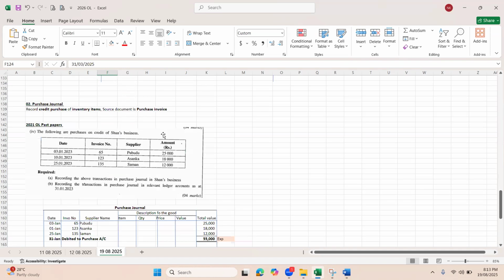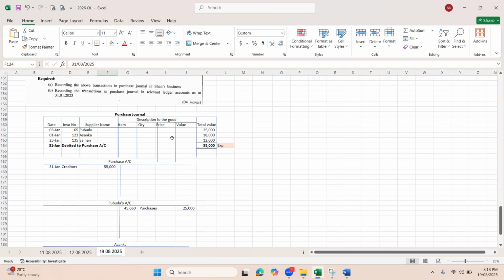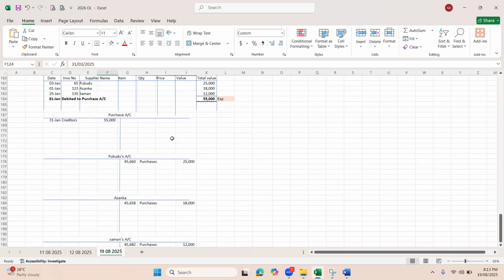Then we learned the purchase journal. Purchase journal, again the same thing in the opposite way. Here we record credit purchase of inventory items. Source document is the purchase invoice. Here the purchase journal total, what we did: purchase account debit, relevant creditor credit. So you can see 55,000 came as the purchase journal total. The purchase is an expense. Purchase account debit, relevant creditor credit.